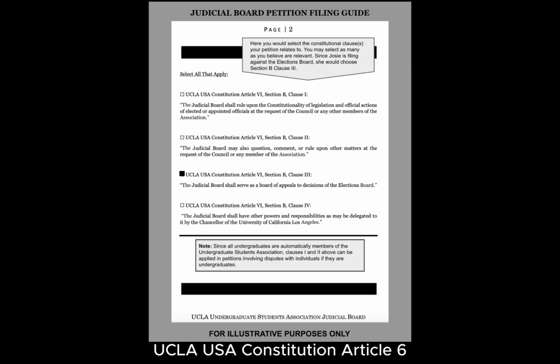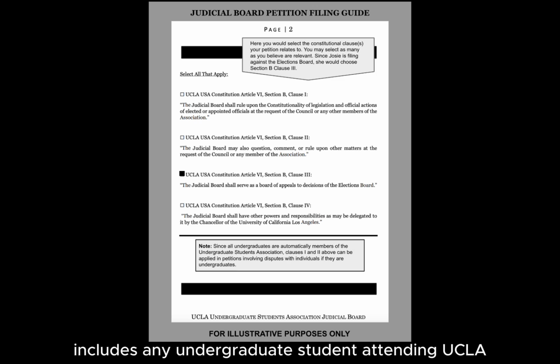UCLA USA Constitution Article 6, Section B, Clause 1 applies if the Judicial Board is ruling upon the constitutionality of legislation and official actions taken by an elected or appointed official of the USAC Council or another member of the association. Another member of the association includes any undergraduate student attending UCLA.